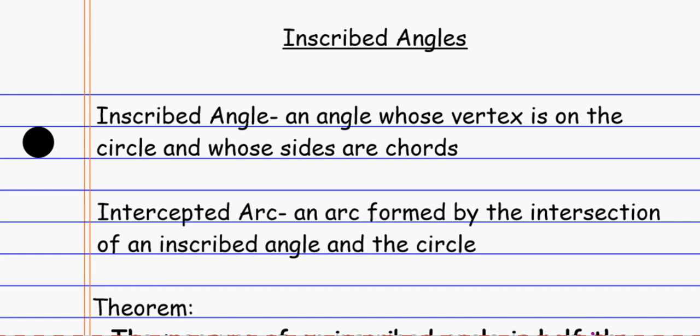All right, and that's the idea here. A chord, remember, just intersects the circle at 2 different spots. So when you think about an inscribed angle, all 3 points of the angle are essentially on the circle itself.